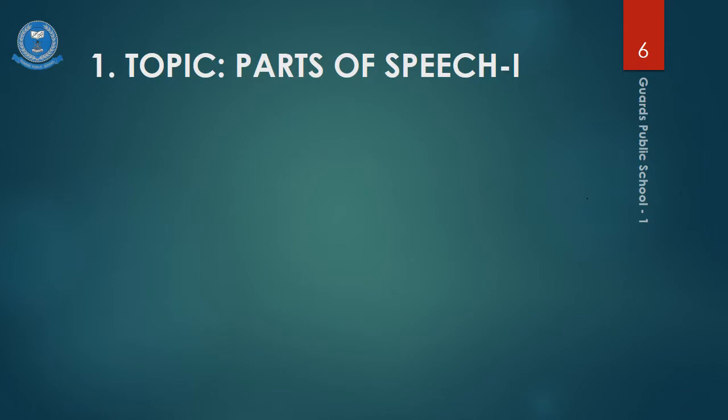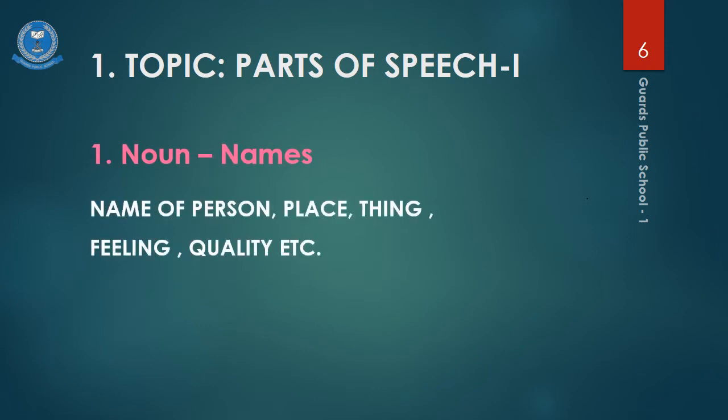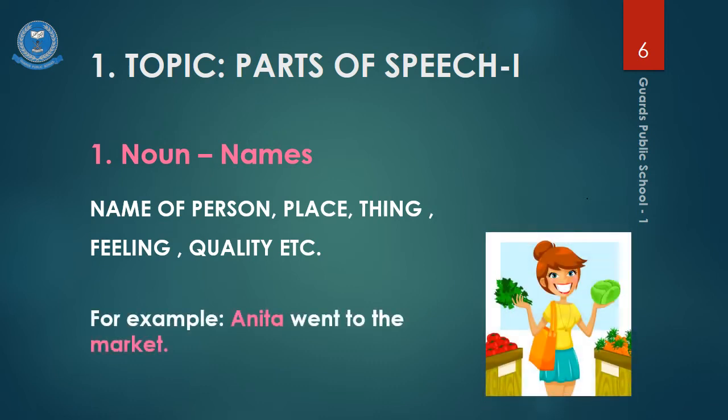So let's begin with the first part of speech, noun. Nouns are the naming words, the name of a person, place, thing, feeling, quality, etc. Let's see the example. Anita went to the market. Anita here is a noun. Market is the name of a place, so therefore it is a noun.